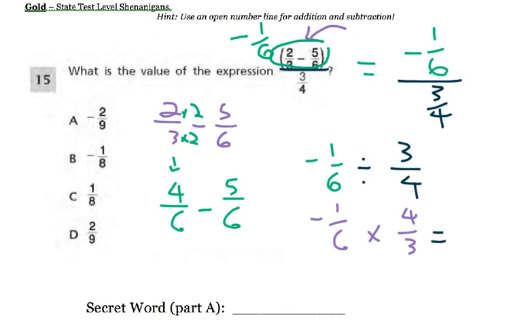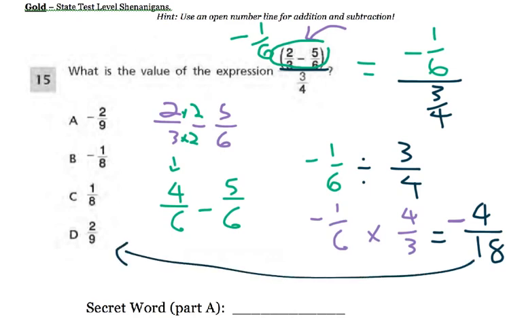I'm going to multiply across. 1 times 4 is 4. 6 times 3 is 18. And then I'm going to be really careful because I'm multiplying with one negative factor and one positive factor. Different signs is going to be a negative. And then I come check over here, and I'm like, wait a second, my answer is not here. Well, I know it can't be C or D because my answer needs to be a negative.